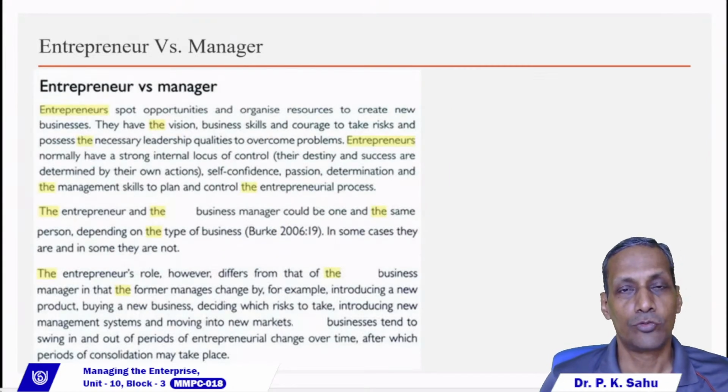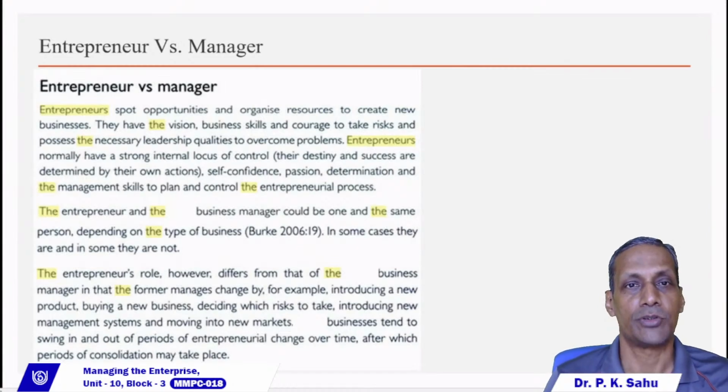Before I take you to the detailed discussion of the various business functions in an enterprise, let me tell you there is a thin line of difference between entrepreneurs and managers, and we'll try to find out what these differences are.